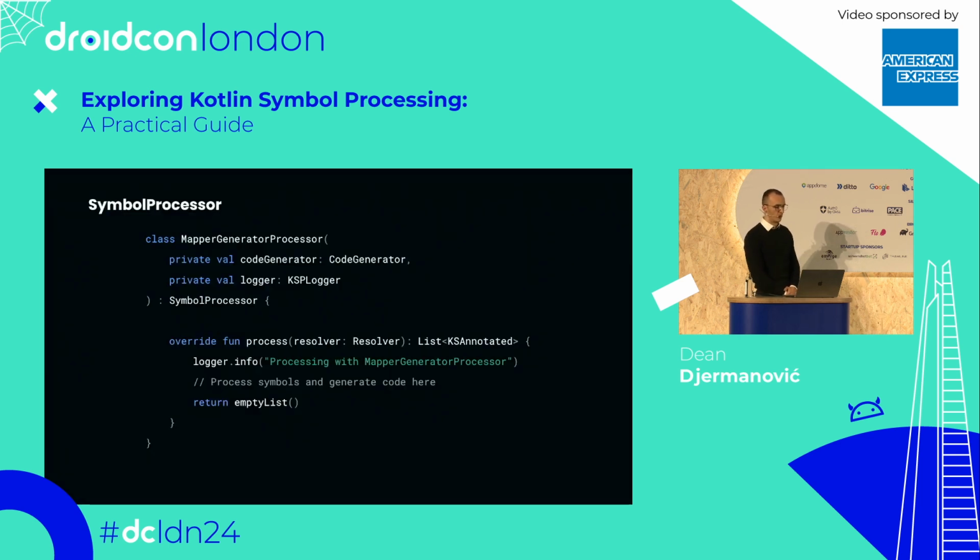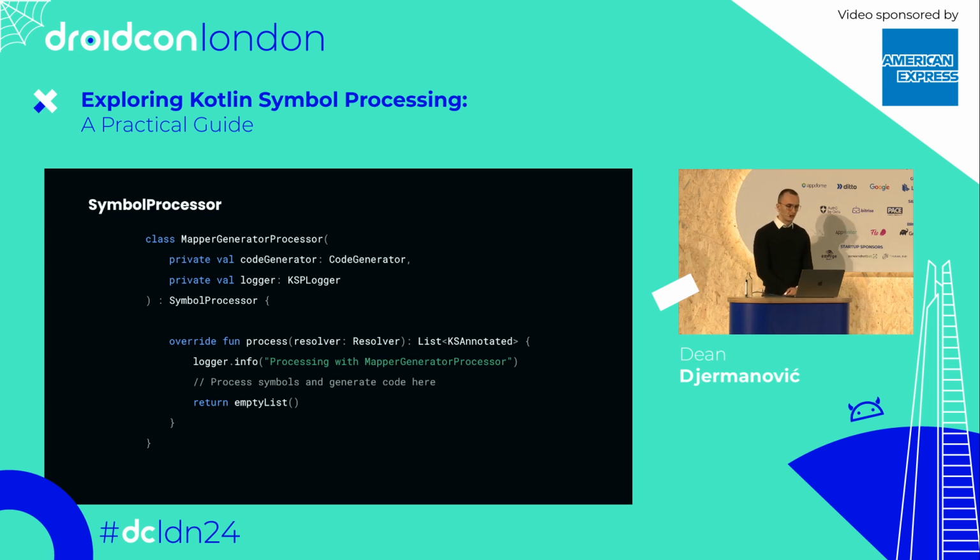And now we can define a symbol processor. The symbol processor is the main component that will contain the logic for code processing or code generation during compilation. To define a symbol processor, we again have to create a new class which implements the symbol processor interface, which is again part of the KSP API. In our case, our mapper generator processor takes in two parameters, code generator and logger, which are used for creating new files and logging respectively.